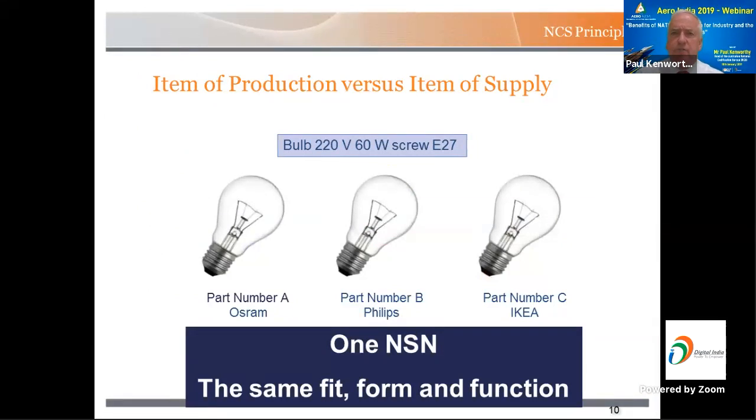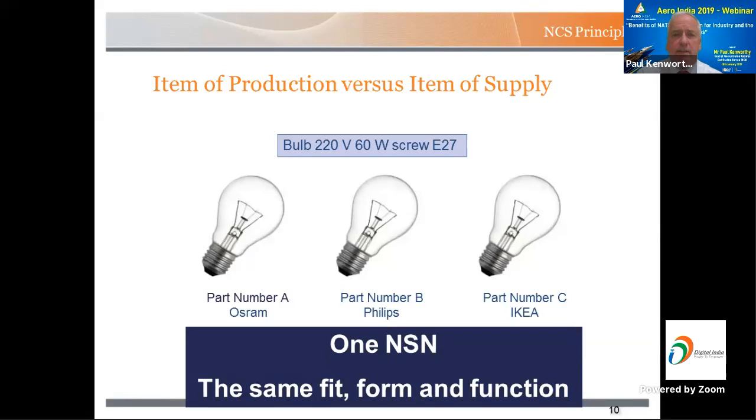So to understand the NCS, you really need to understand the difference between an item of production, an item that is produced by industry and supplied by industry, versus an item of supply, which is basically how we manage items in our defense inventory. What we codify is in fact an item of supply. And what that represents is a user requirement. Someone has a logistics need, and that is what we identify with an NSN. We then go out to industry to find what they are making and see if there's anything there that meets that requirement. And we add that information to the NSN, for instance, manufacturer's part numbers.